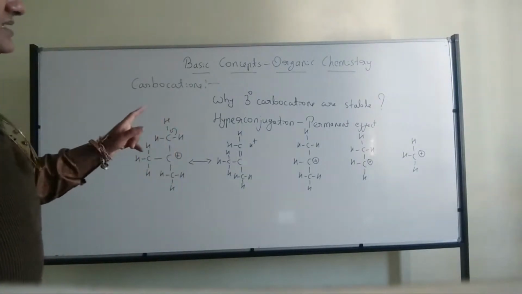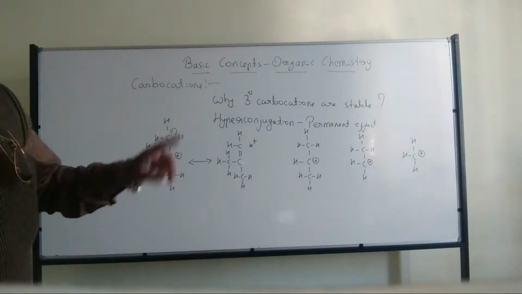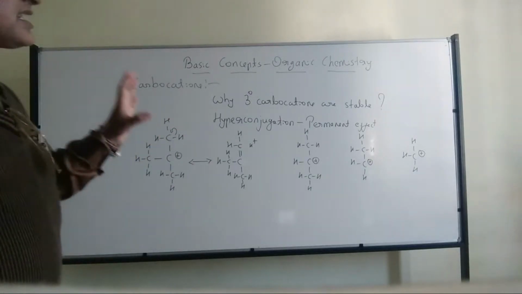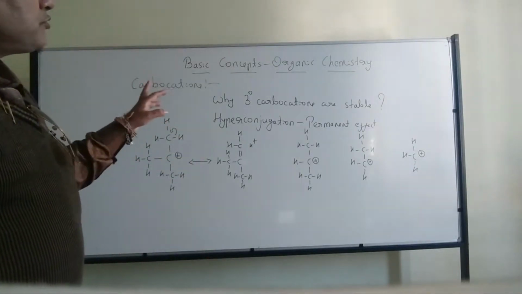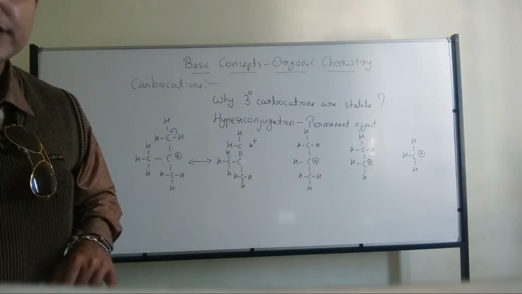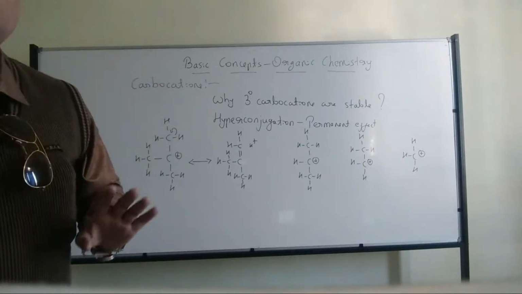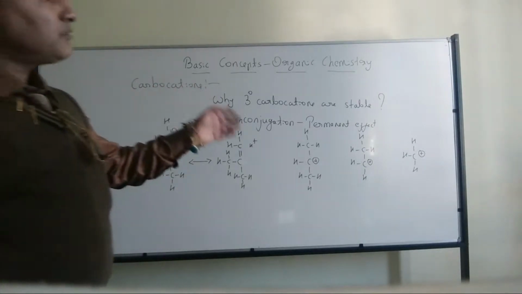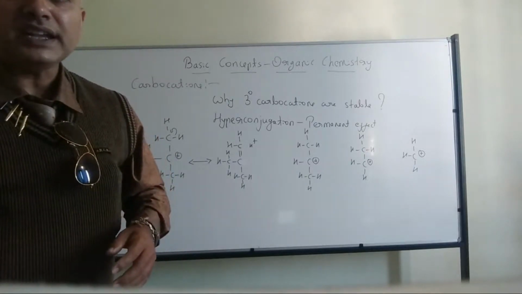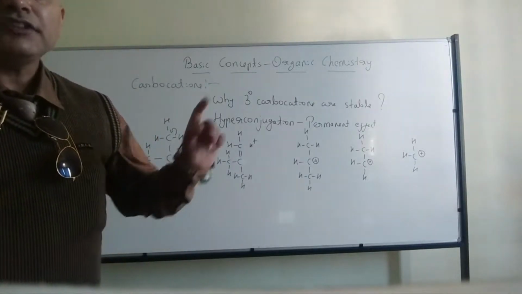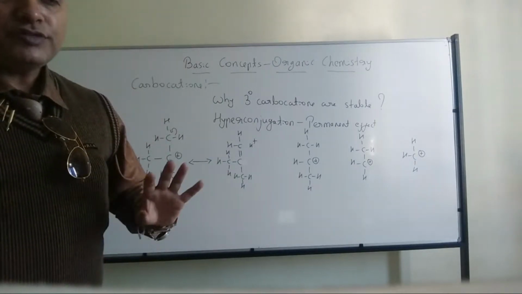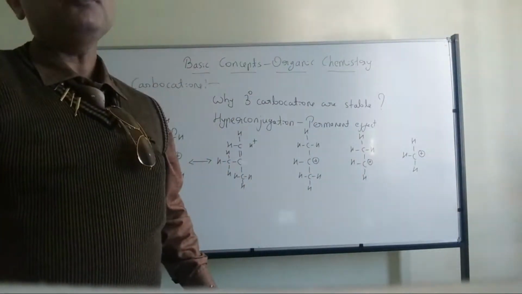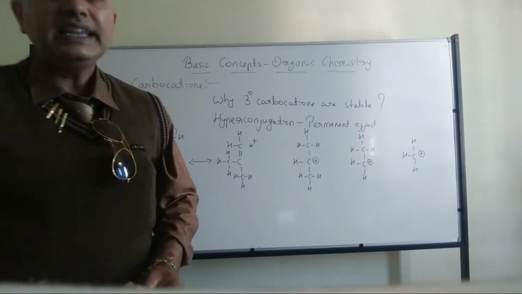Any doubt in this? It's a 1 mark question if they ask: give the reason for the stability of tertiary carbocations. You can just say due to the presence of hyperconjugation, and 1 mark will be given to you. Or if they ask the reason why methyl carbocations are highly unstable, you can say due to the lack of hyperconjugation, and you will get the 1 mark. Any doubt in this?